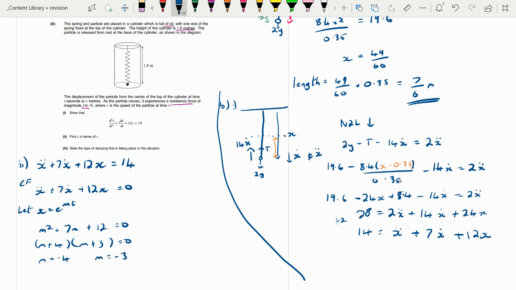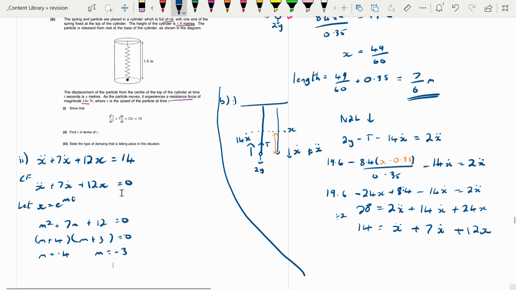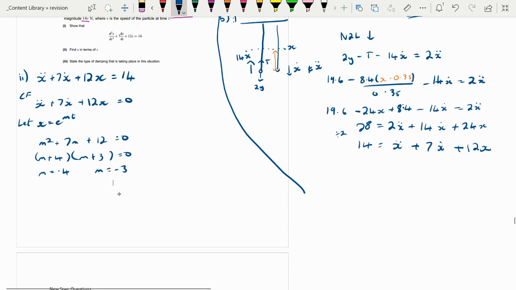Now, before I actually go on, although part 3 wants to know what type of damper it is, at this point here, I should be able to tell what kind of damping it is depending on the solutions I've got. Okay, now I've got 2 distinct solutions, means it must be heavy damping before I go any further. So let's keep going. That means that for my CF bit is going to be a e to the minus 3t plus b e to the minus 4t.